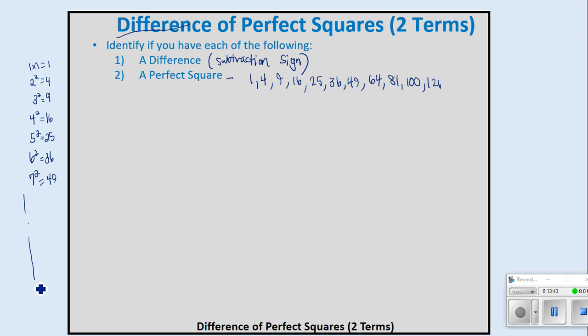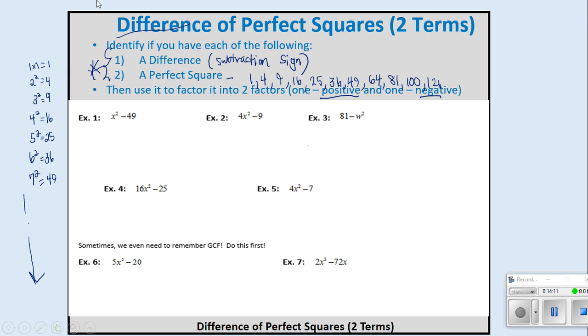Okay? All right. Now, when you have a difference and you have a perfect square, then you're going to factor it using two factors. One's going to be negative, one is going to be positive, but they're going to be exactly the same except for one will be positive and one will be negative. So it's pretty easy as long as you can identify these, that we have these two things.